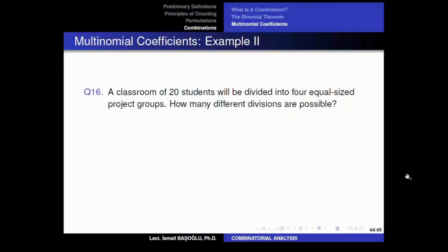For the final question, we have a classroom of 20 students, and we are going to divide these 20 students into 4 equal-sized project groups. So we are going to split these 20 students into 4 groups. In each group, there will be 5 members. How many different divisions are possible?